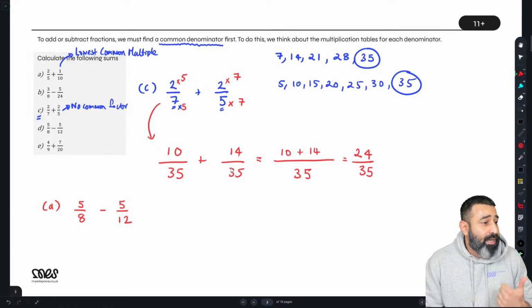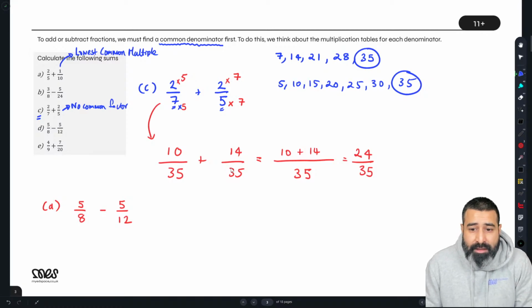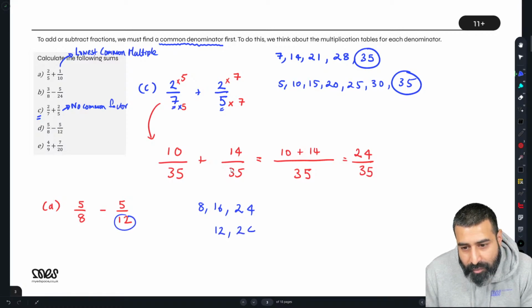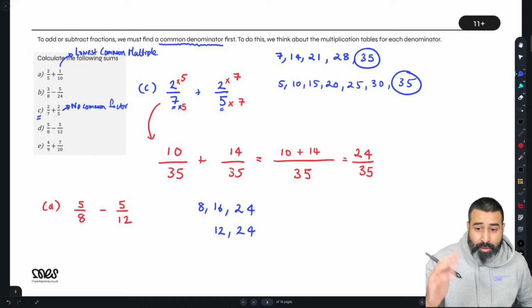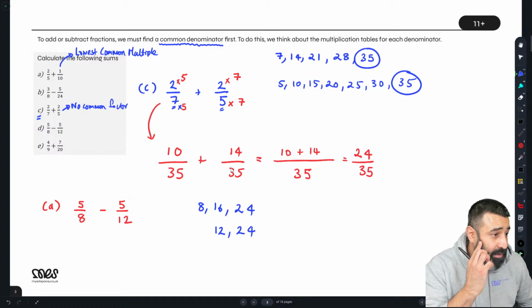Let's look at my multiplication tables, looking for a common denominator between 8 and 12. So let's have a look at the 8 times table: 8, 16, 24. And let's have a look at the 12 times table: 12 and 24. Okay, so no worries then, of course. Hope it's starting to make sense. What is my common denominator going to be?